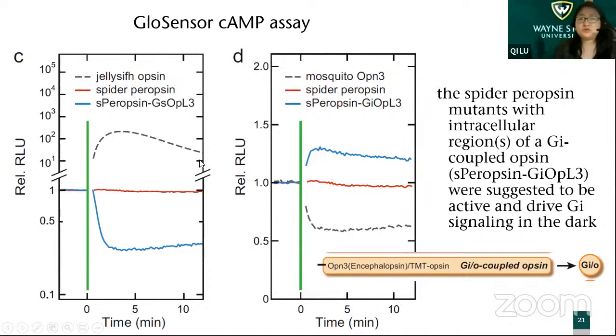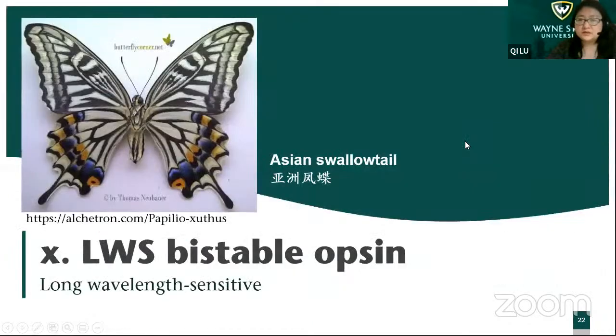Maybe it's binding to Gq or Gt. And also we can see, compared to the mosquito opsin 3, it's binding to a Gi. So we can see that after shedding light, the cAMP concentration was decreased. And with this one, after shedding light, its cAMP concentration is increased.